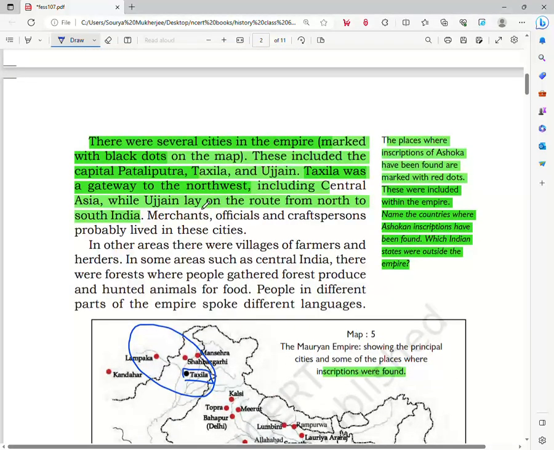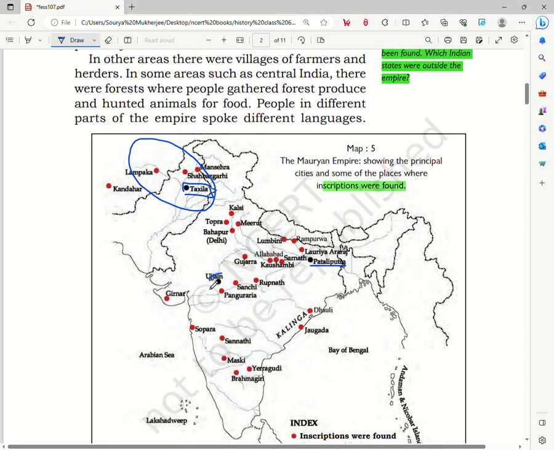Then we see another city mentioned, that is Ujjain. If we look at the map, here is Ujjain located. In ancient times there used to be a road that connected northern and southern India. This was known as the Dakshinapath. People used to travel from north to south and south to north via this route, and Ujjain was the important trading and urban center that lay along this route.